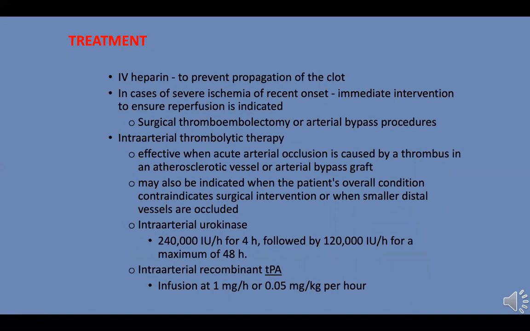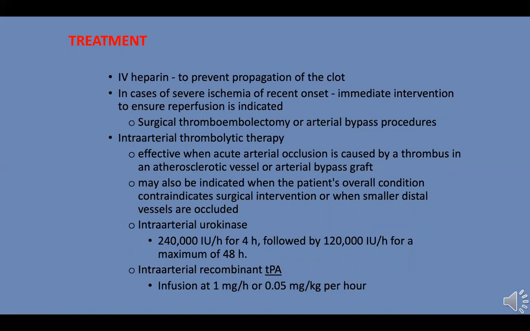Treatment of acute limb ischemia includes administration of intravenous heparin to prevent propagation of the clot. In cases of severe ischemia of recent onset, immediate intervention to ensure reperfusion is indicated. Surgical thromboembolectomy or arterial bypass procedures are sometimes indicated.